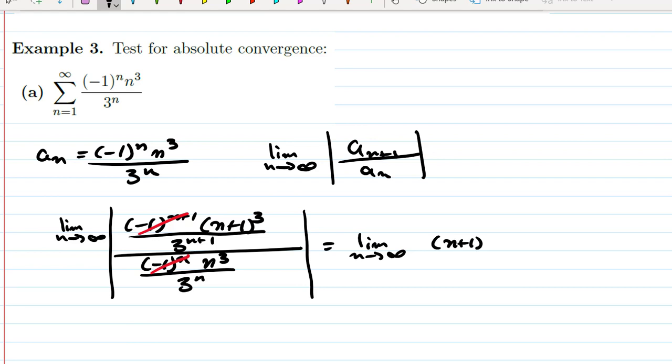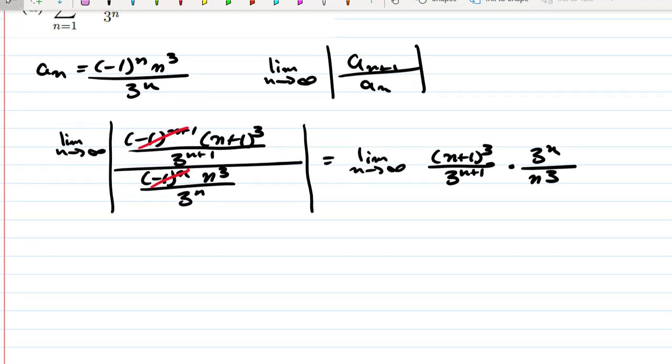And that's going to give us (n+1)^3 over 3^(n+1) times 3^n all over n^3. I'm going to drop the absolute values here because all of the terms are positive and they're no longer needed. So we start reducing, and 3^n over 3^(n+1), the n's reduce out. So in the denominator, we're going to leave behind 3. And then I'm going to have (n+1)^3 all over n^3.